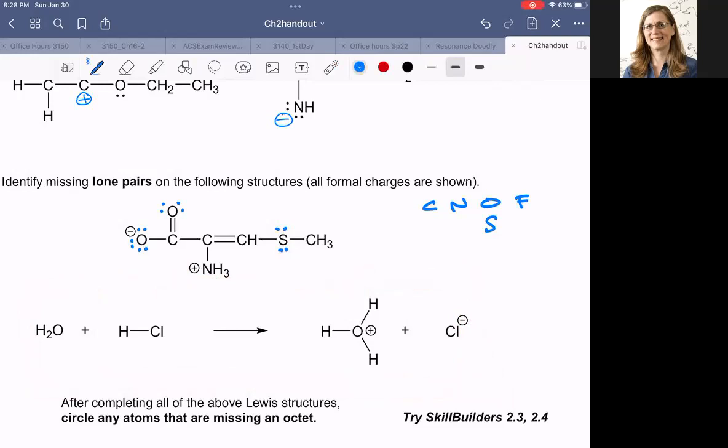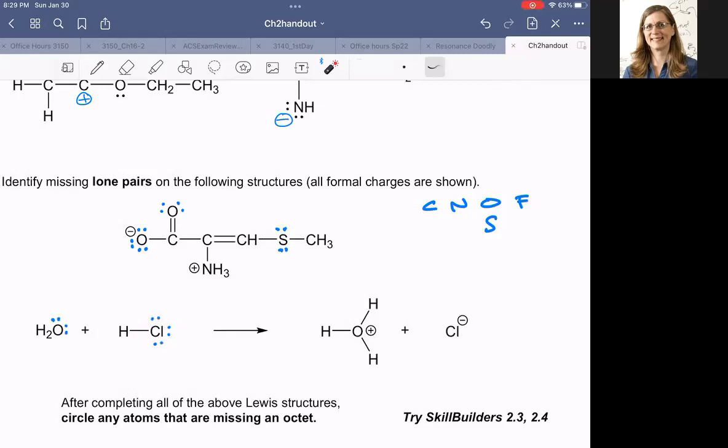So H2O, water. Yes, that oxygen has 2 lone pairs because it's a neutral oxygen. HCl, any halogen like chloride, if it has that 1 bond, then it also has 3 lone pairs. That gives it an octet. And also let's check out its formal charge. 1, 2, 3, 4, 5, 6, 7. There it is, 7 to match its valence. So that would be a neutral chlorine atom.